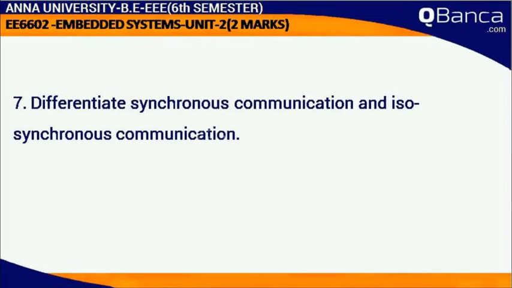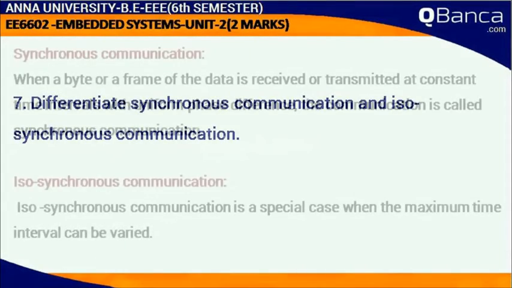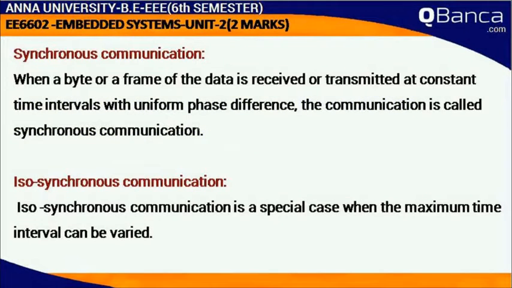Differentiate synchronous communication and isosynchronous communication. When a byte or a frame of data is received or transmitted at constant time interval with uniform phase difference, the communication is called synchronous communication. Isosynchronous communication is a special case when the maximum time interval can be varied.